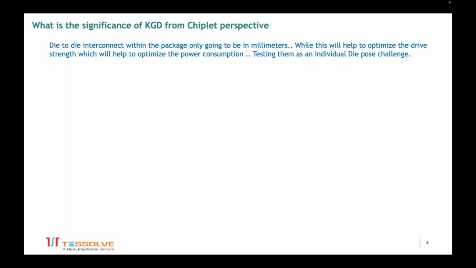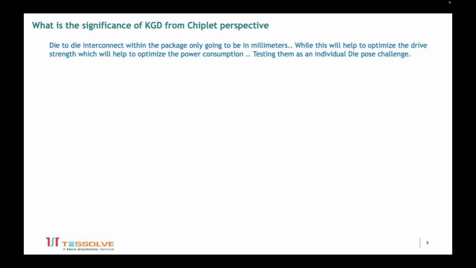Sure. So while we help to optimize the drive strength and hence the power consumption, in other words, if the chiplet is only going to talk to the next chiplet within the package, the distances are in terms of millimeters, then the IOs can be optimized for space, performance and power consumption. But what happens is that the die needs to be tested again before it goes. So it poses a challenge from the ATE perspective.